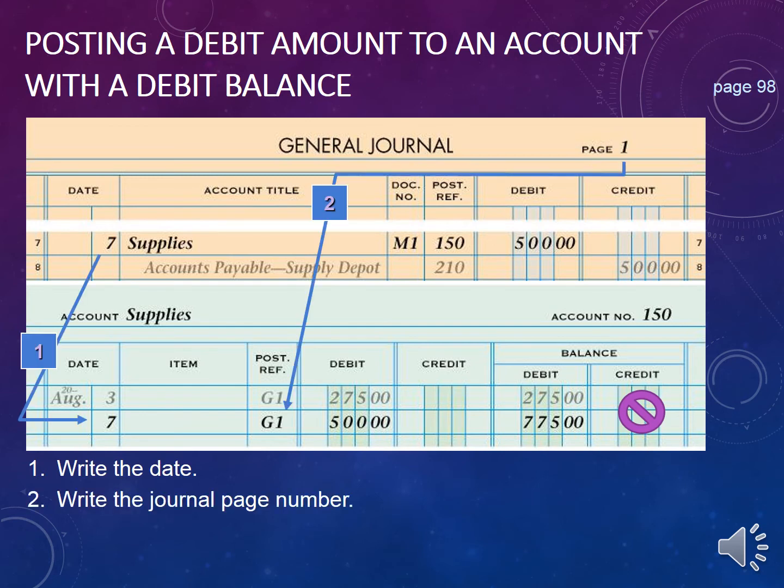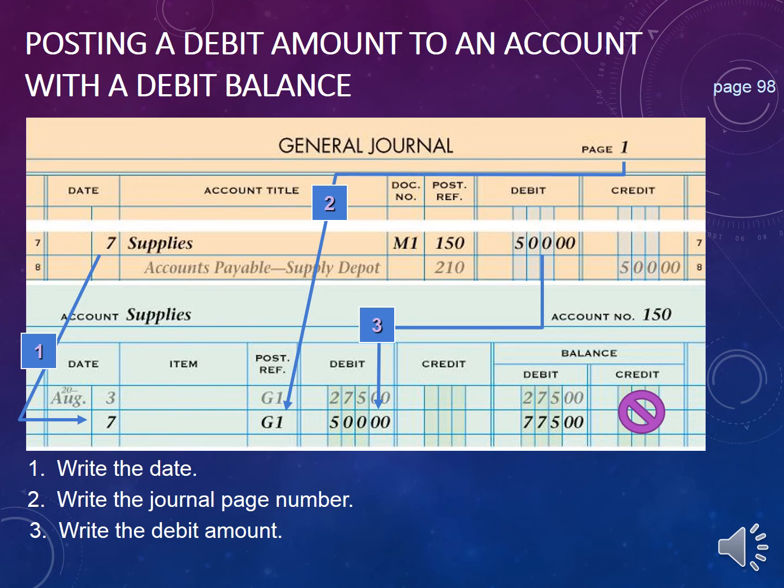then we will record the general journal page number. We will leave the item column blank. Since we have a debit in the general journal for supplies, we will record the debit amount in the first debit column. Remember, the first debit column and first credit column are for transactions only. The last step will be to determine what our new debit balance will be for supplies.